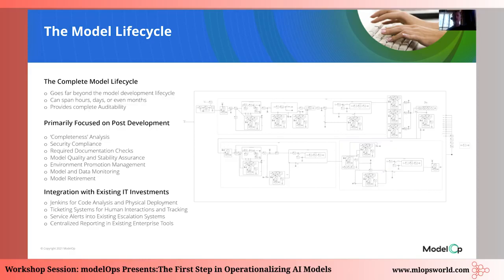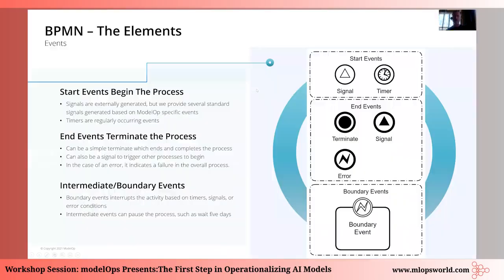So why not share those resources across all of those items? As well as when we come to human interactions, we don't want them having to come to our specific system necessarily to do that. Instead, we want to integrate with existing investments like ServiceNow and Jira. We'll be showing integration with Jira today and how we put that into the model lifecycle, as well as alerts and escalations, and centralized reporting on all those different models, which are key.